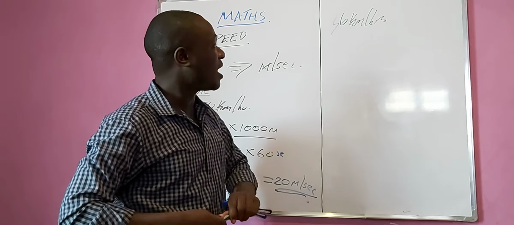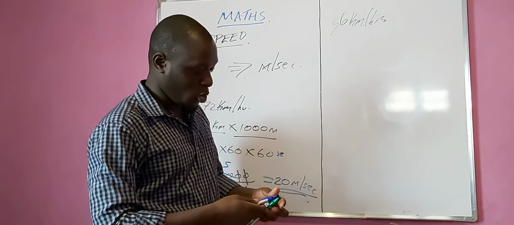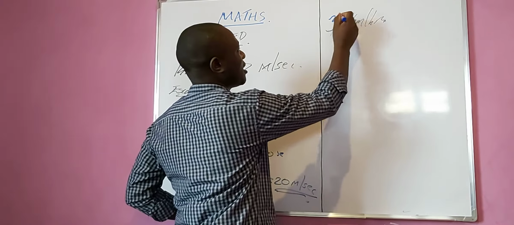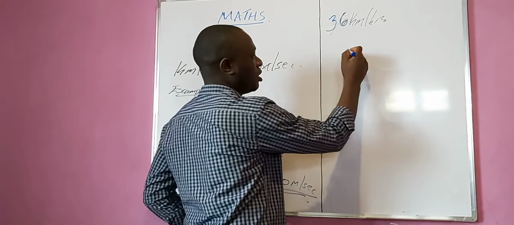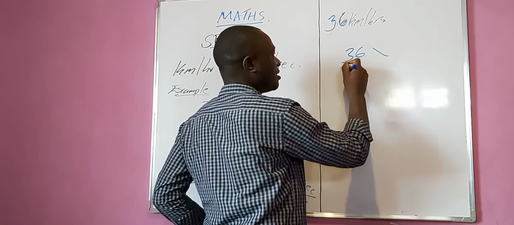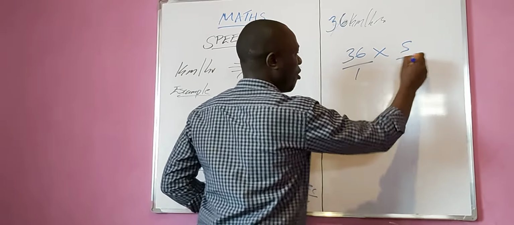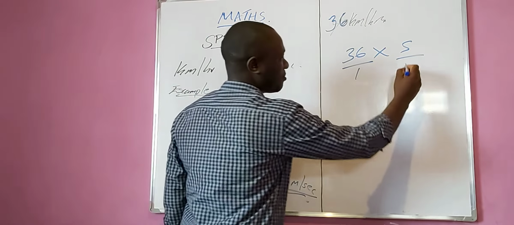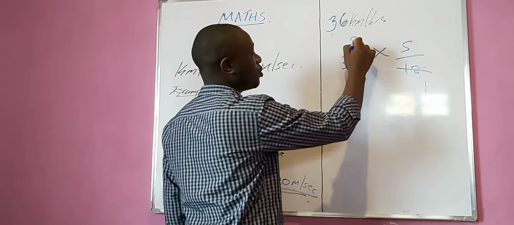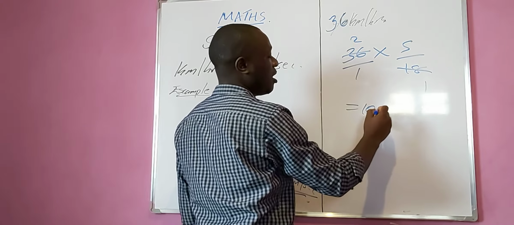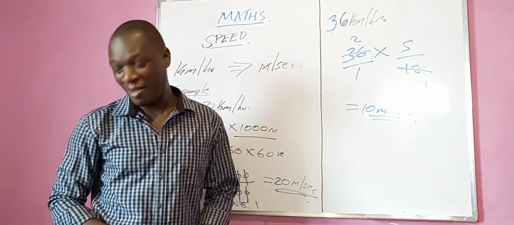Class, convert 36 kilometers into meters per second. Very simple. Take 36 over 1 times 5 over 18. And we are through. 18 here goes 1, 18 here goes 2. 2 times 5, 10 meters per second. I tell you, math is so sweet. Very, very sweet.